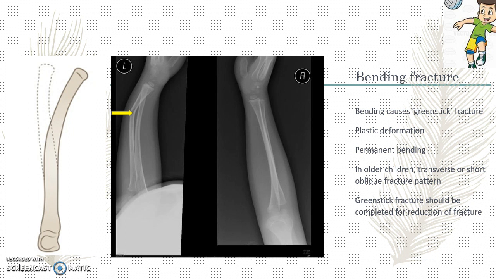In older children, this green stick fracture may be in the form of a short oblique or transverse pattern. These are all the different failure patterns, and this green stick fracture needs to be completed for the reduction of the fracture.